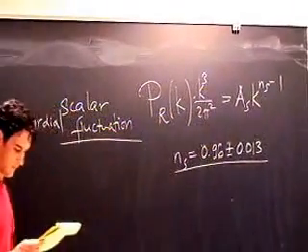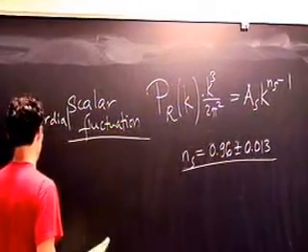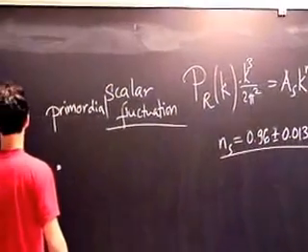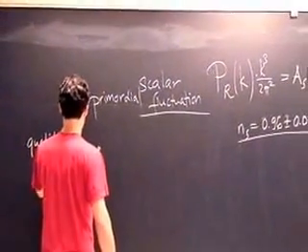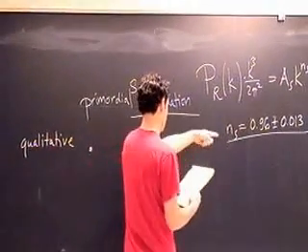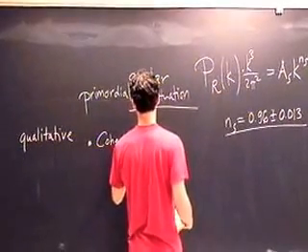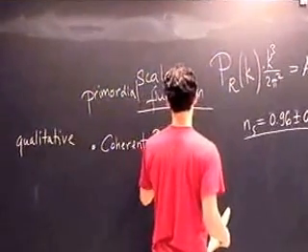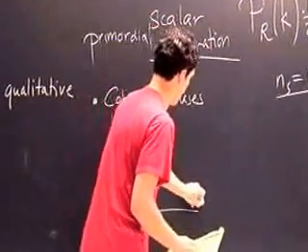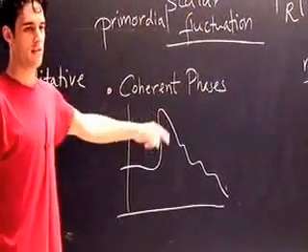Like this. And then something that I mentioned, and I just want to list here again because I think it's important, is that there are two qualitative features of these scalar fluctuations that are even more striking than this numerical result. This evidence for scale invariance, and the fact that you have coherent phases for the different Fourier modes. And that explains why we see these acoustic peaks in the CMB.